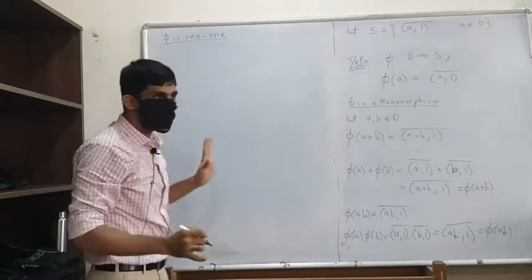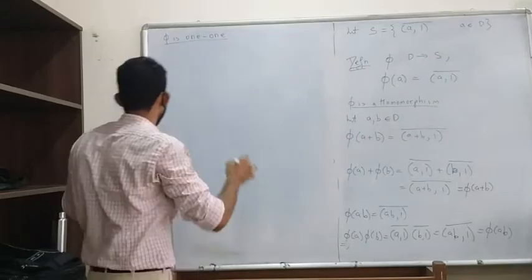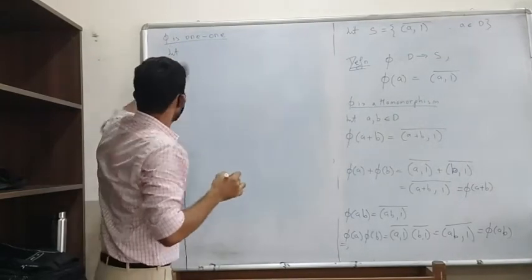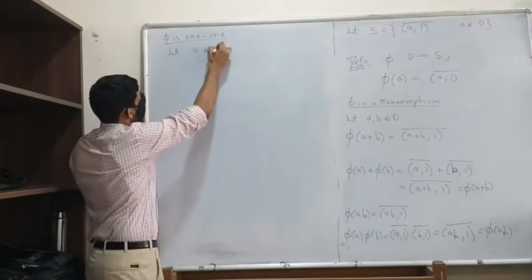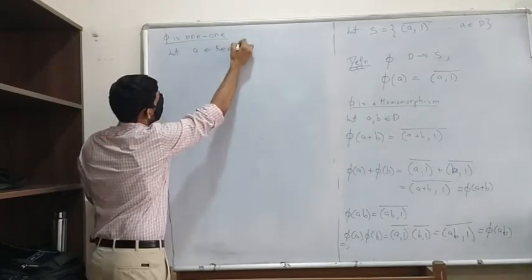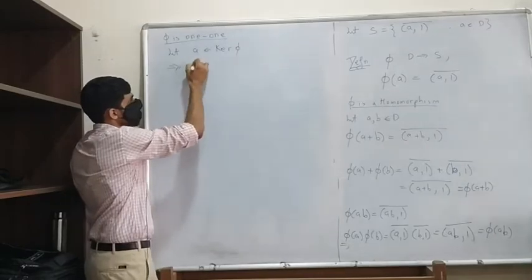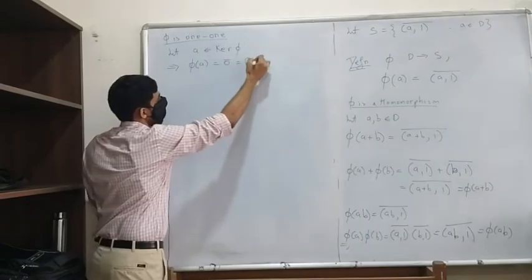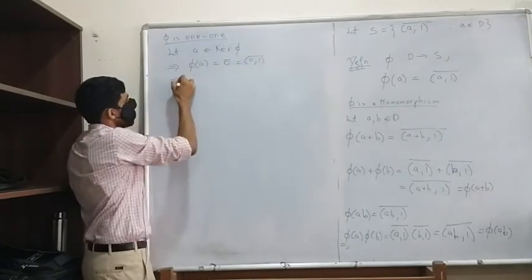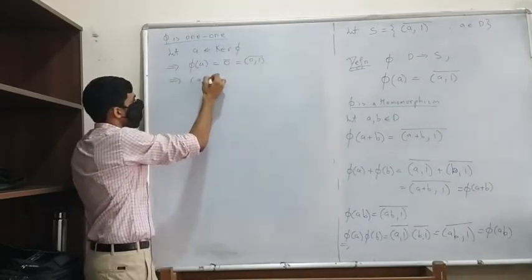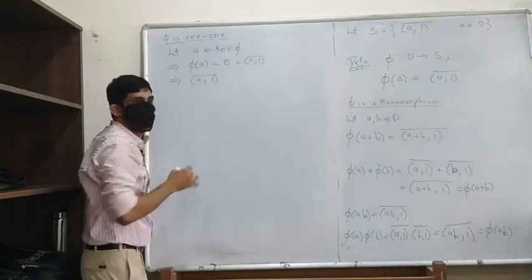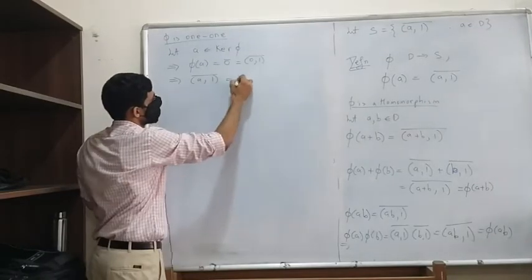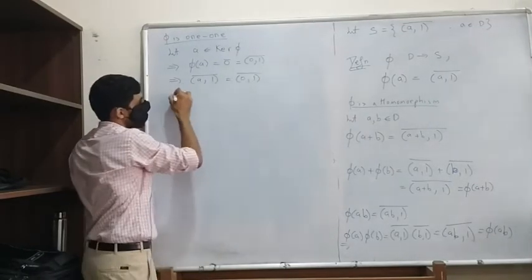You can either prove directly or show that the kernel is 0, up to you. Take any element in the kernel. Let A belong to the kernel of phi. What does this mean? That means phi of A is 0 bar, which is (0, 1) bar. Phi of A is (A, 1) bar, right? This is equal to (0, 1) bar. What is the meaning of this?